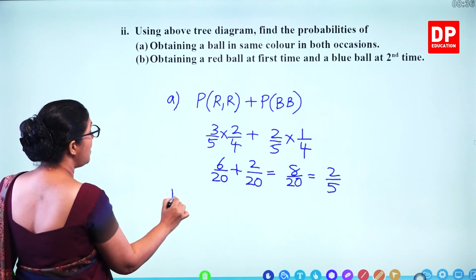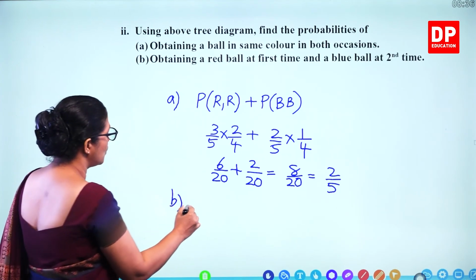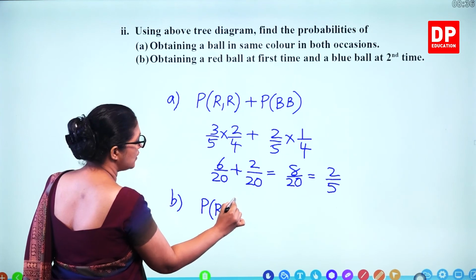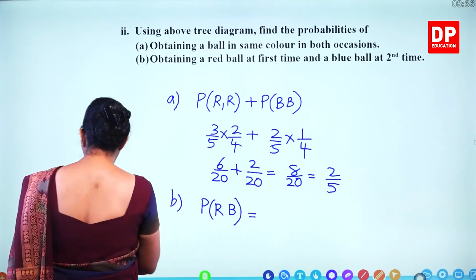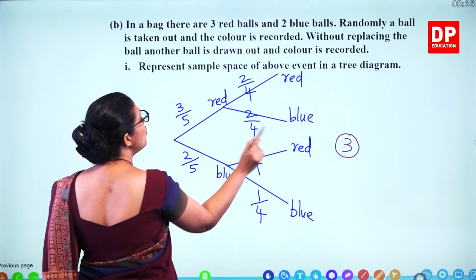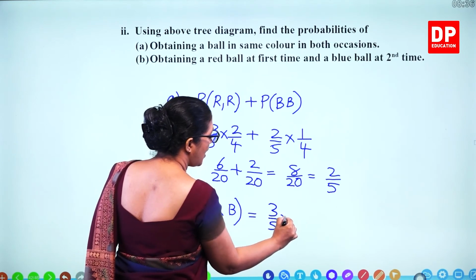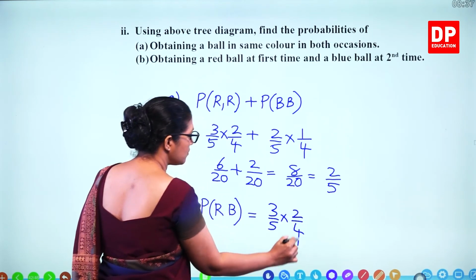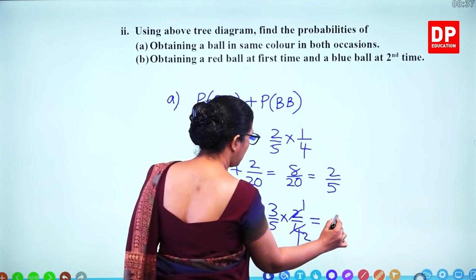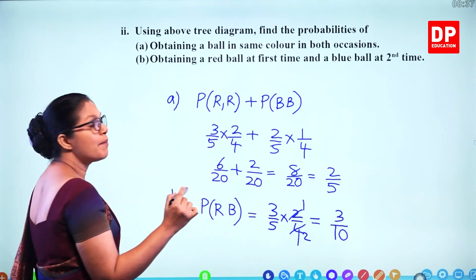And part B, obtaining a red ball at first. So that means red first and then blue second time. So only one path. First time red means 3/5 and then blue 2/4. 3/5 and 2/4. So you get 3 over 10 is the probability.